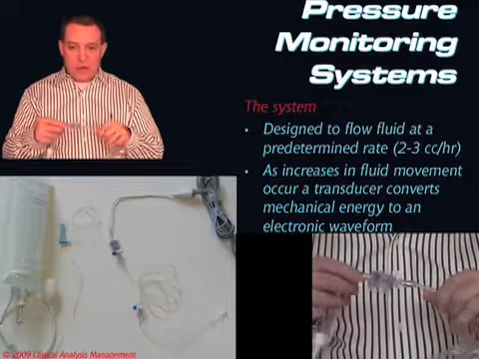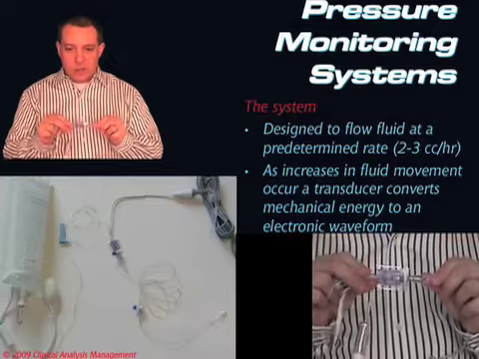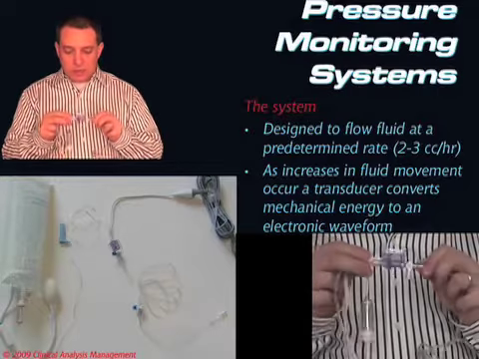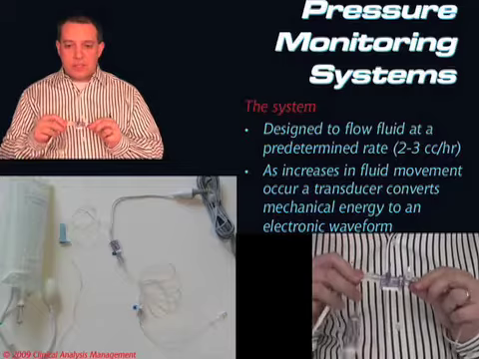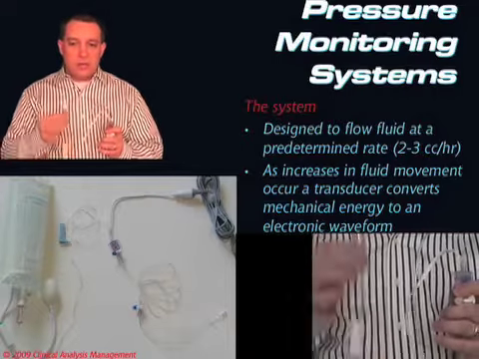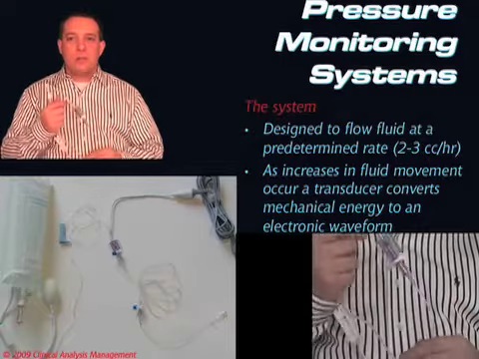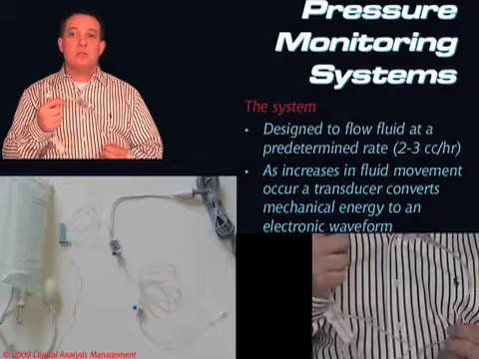As we continue down this tubing, you actually have a transducer itself. Now this transducer, the easiest way to describe this is just like a little flapper valve. And the way that this system is designed to work, when we plug this into our fluid, we're going to put our fluid under pressure at 300 millimeters of mercury.